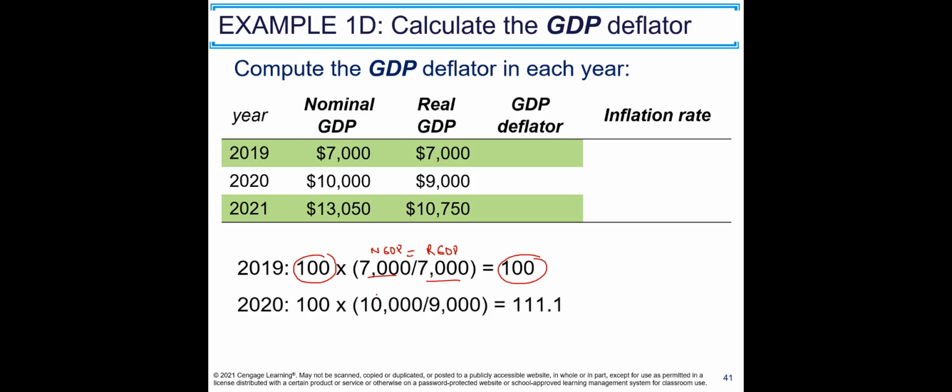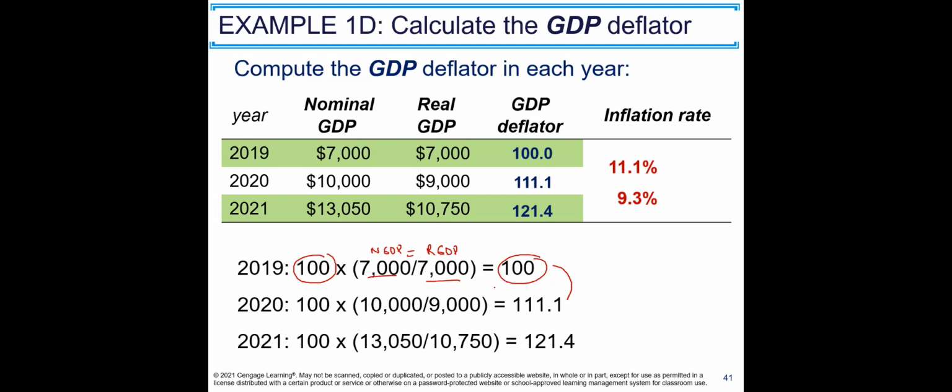2020, now we get nominal GDP 10,000 from 2020 divided by real GDP 9,000. It is 111.1. 2021, 100 times nominal GDP 2021 13,050 divided by real GDP 2021 10,750, it's 121.4. So you can see the inflation rate here, right? From 100 to 111.1, the inflation rate is 11.1%. The prices increase on average 11.1%.